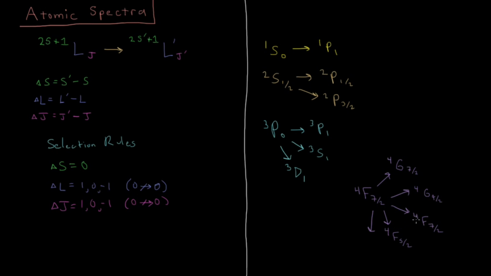Could we go to a quartet F 9/2? Well, F is L equals 3, and for a quartet we have S equals 3/2. So 3 times 2 is 6, plus 3 is 9. So if we have our L plus S for a quartet F, S is 3/2, L is 3, so that is 9/2. So it appears that that is an allowed value of J as well.